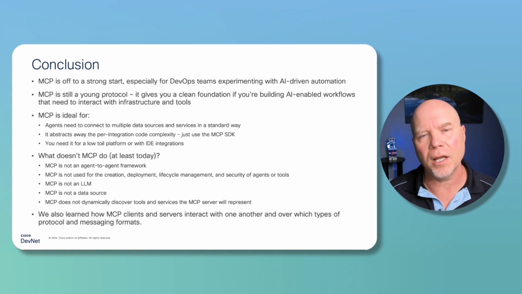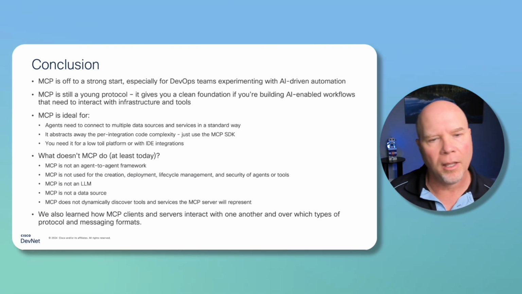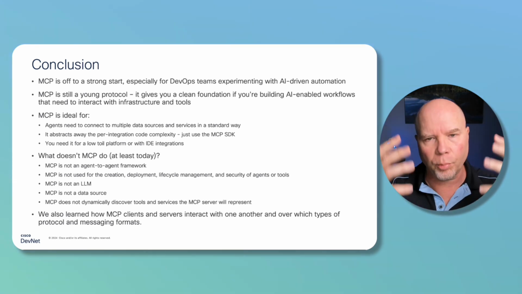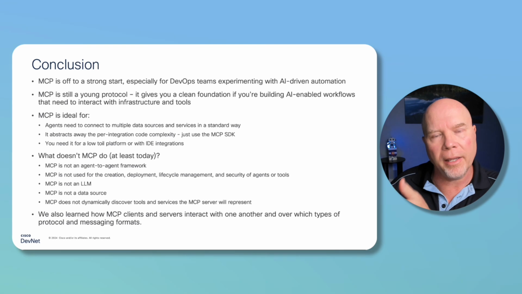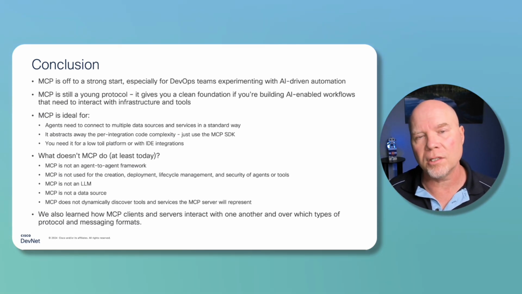We mentioned what it's ideal for. This is really linking up AI-enabled applications and agents to tools, data sources in a very standard way. It really abstracts away all of the code complexity that you have to write inside your AI applications to get that done. And it really allows you to integrate MCP into all kinds of low-toil platform uses or IDE integrations where you want to programmatically interact with non-AI enabled systems, again, data sources, APIs, etc., directly from within that IDE integration. So it's really awesome for that.